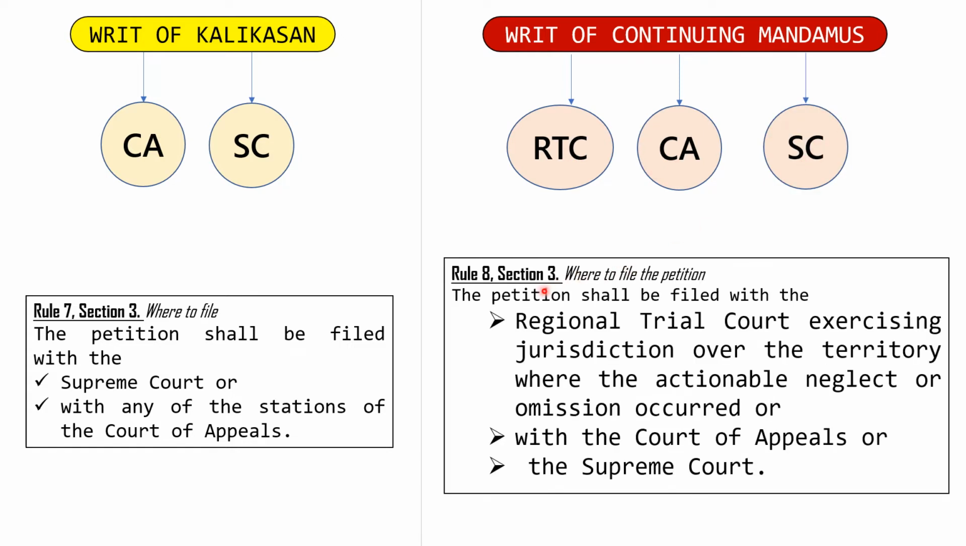Basis, read Section 3 of Rule 8: the petition shall be filed with the RTC as long as that RTC exercises jurisdiction over the territory where the actionable neglect or omission occurred. Remember this, because this is asked in the bar exams. Or the writ of continuing mandamus can be filed in the Court of Appeals or in the Supreme Court. So, three courts can have jurisdiction over the writ of continuing mandamus.